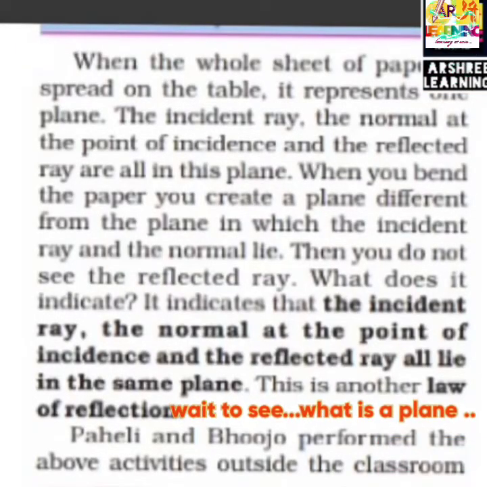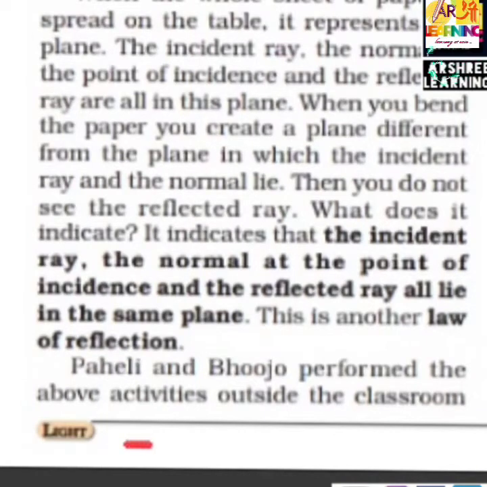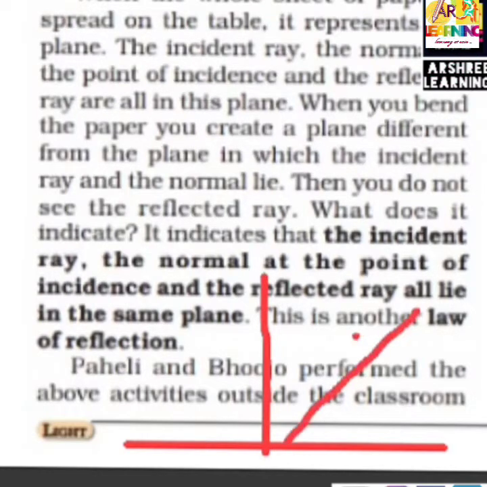When the whole sheet of paper is spread on the table, it represents a plane, and the incident ray, the normal and the reflected ray are all on this plane. All on this plane means the surface on which the ray of light is falling. It means in the diagram you saw that there was a line drawn, then there was a normal, and from one side the angle of incidence was shown and this was reflected in another direction. So the plane means this surface which has been shown in the picture.